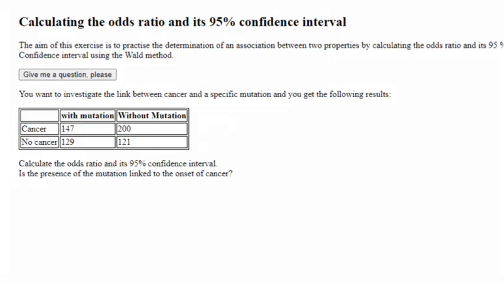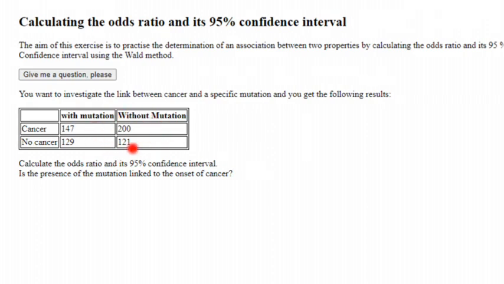In this example, we want to calculate the odds ratio and a 95% confidence interval. Particularly, we want to see whether there is an association between, say, cancer and a certain mutation. So what we can do is a study, and see how often a patient develops cancer if they have the mutation, and develops cancer without the mutation.